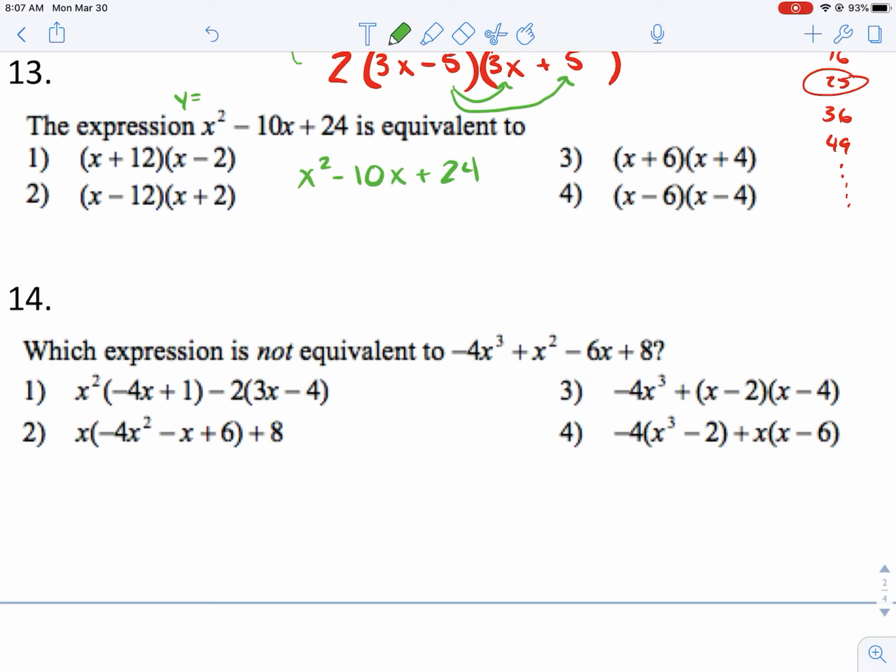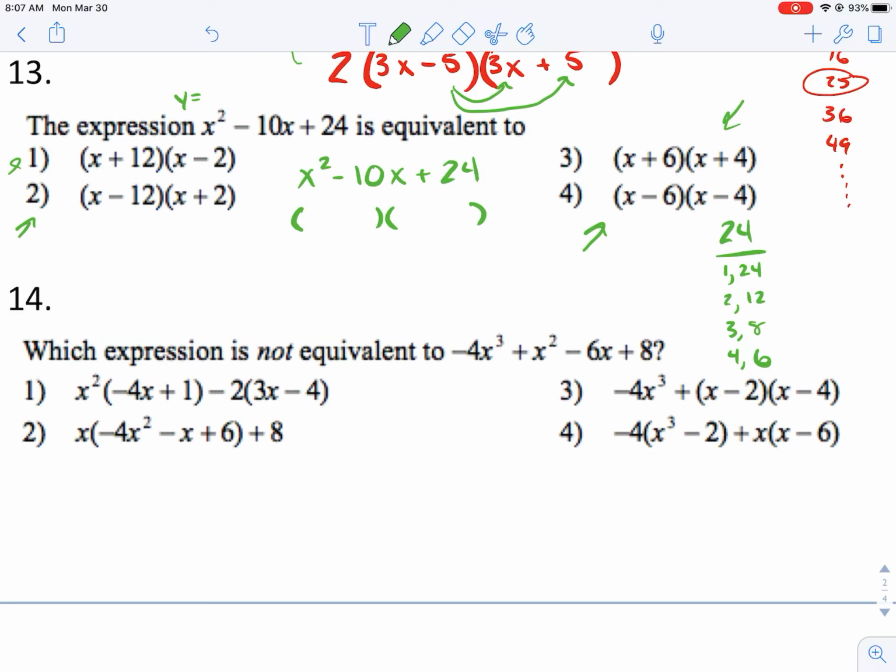So this is just an expression, right? We don't have an equal sign in there, so anytime you have an equal sign, it makes it an equation. This is just an expression. And so we're trying to make it look like one of these 4 options. In order to do that, we need to look at the factors of 24. So your easiest ones are 1 and 24, 2 and 12, 3 and 8, 4 and 6. Those are our factors of 24.